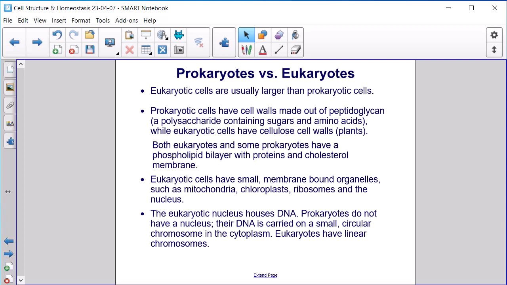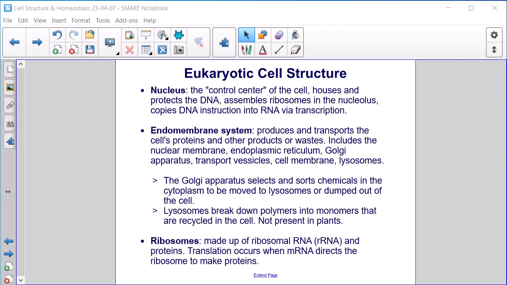Eukaryotic cells have small membrane-bound organelles such as mitochondria, chloroplasts, ribosomes, and the nucleus. The eukaryotic nucleus houses DNA. Prokaryotes do not have a nucleus. Their DNA is carried on a small circular chromosome in the cytoplasm. Eukaryotes have linear chromosomes.